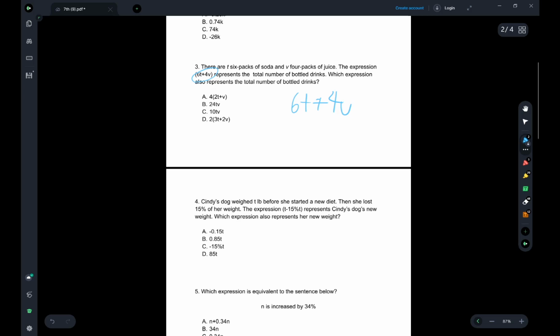4V. Now, from this expression, you have to find a way to either simplify it or change it somehow. But you can't add the two numbers because T and V are not the same variable. So the only way you can do it is do something with the constants, or the coefficients, in front of it. One common thing you can do is divide both of them by 2. When you divide both of them by 2, you get 3T plus 2V. And your answer that matches that would be D.